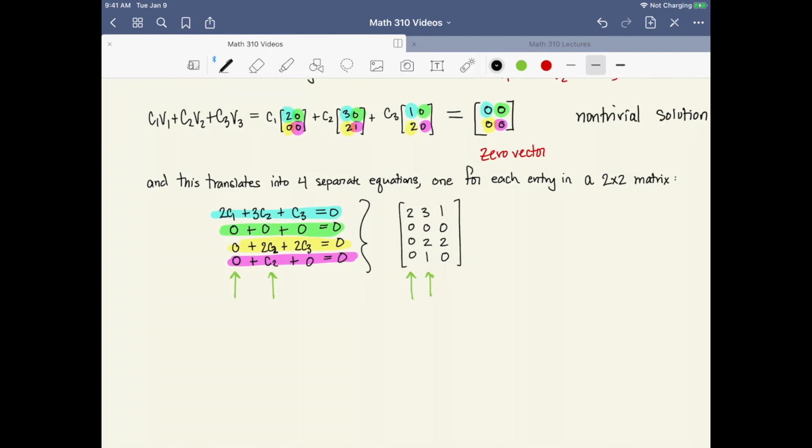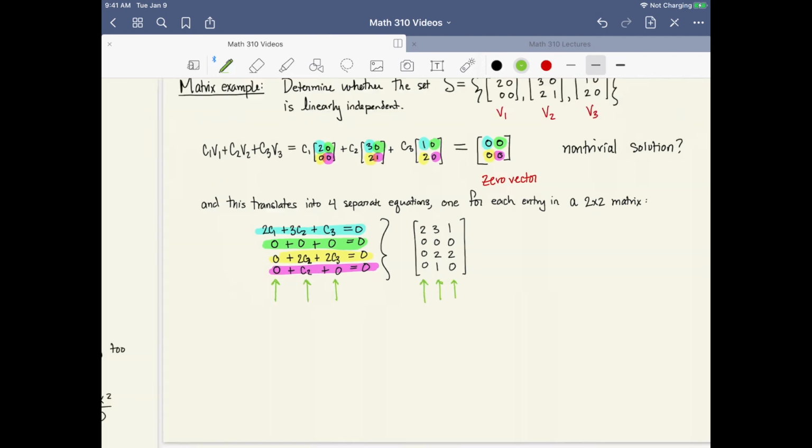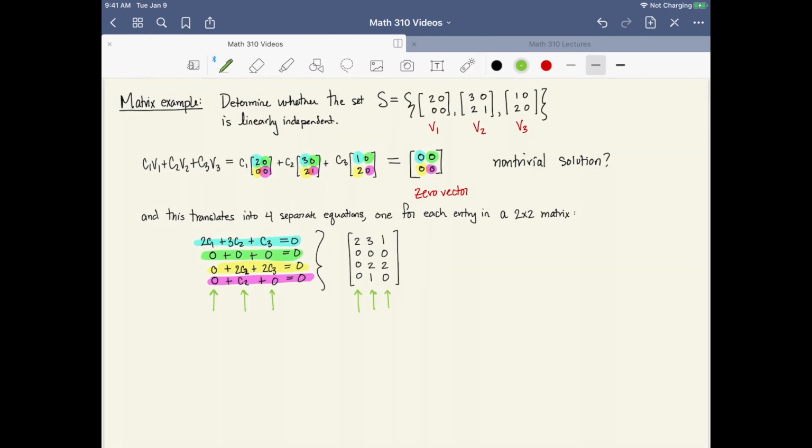And if I take the coefficients from in front of c3, that's what I see showing up in the third column. Another way to look at these entries of this matrix is that they are the entries of the matrices when read in order left to right and down. So for example, in the first matrix, I have 2, 0, 0, 0, and that shows up here. In the second matrix, I have 3, 0, 2, 1, and that shows up here. And 1, 0, 2, 0 shows up here. So I take my information and I just repackage it into a matrix. In this case, I have a 4 by 3 matrix.